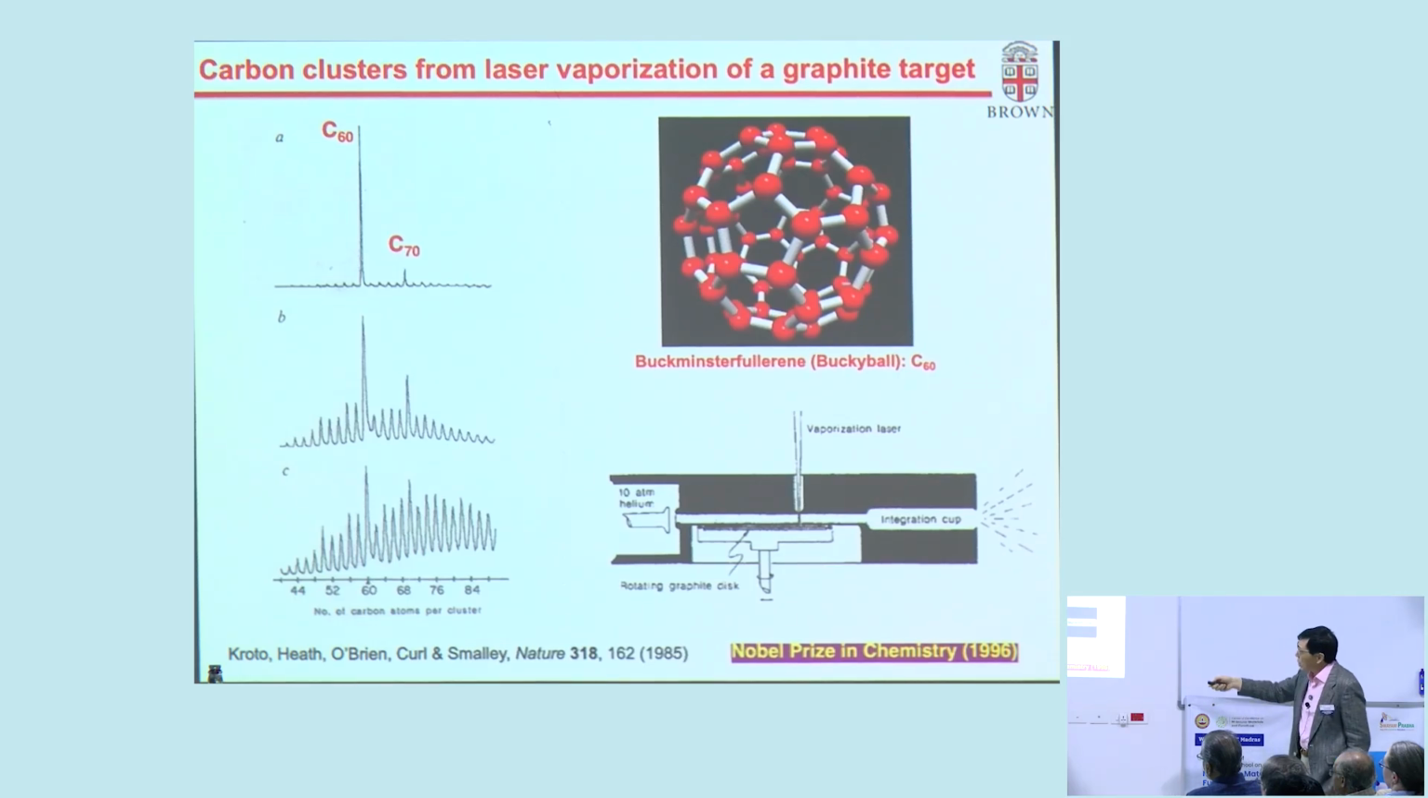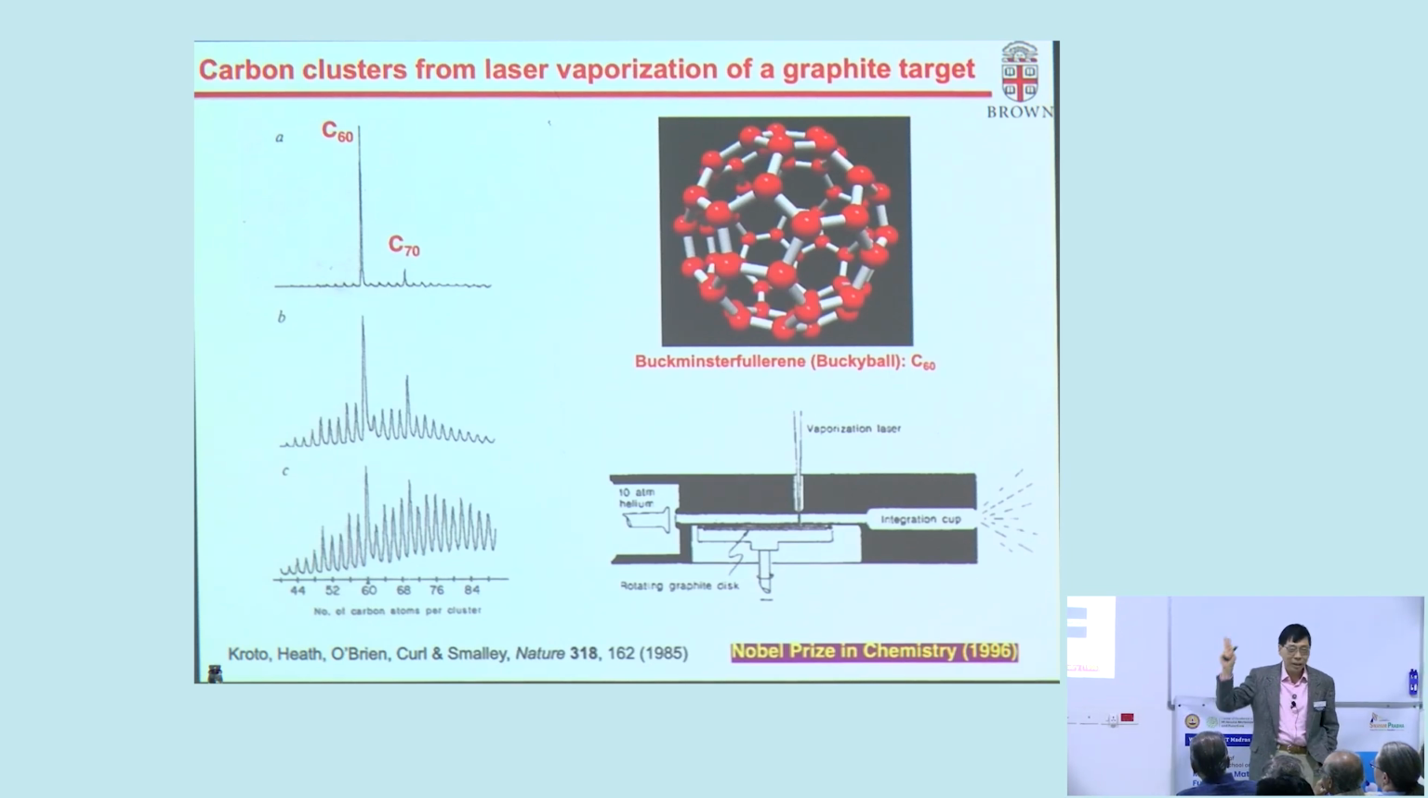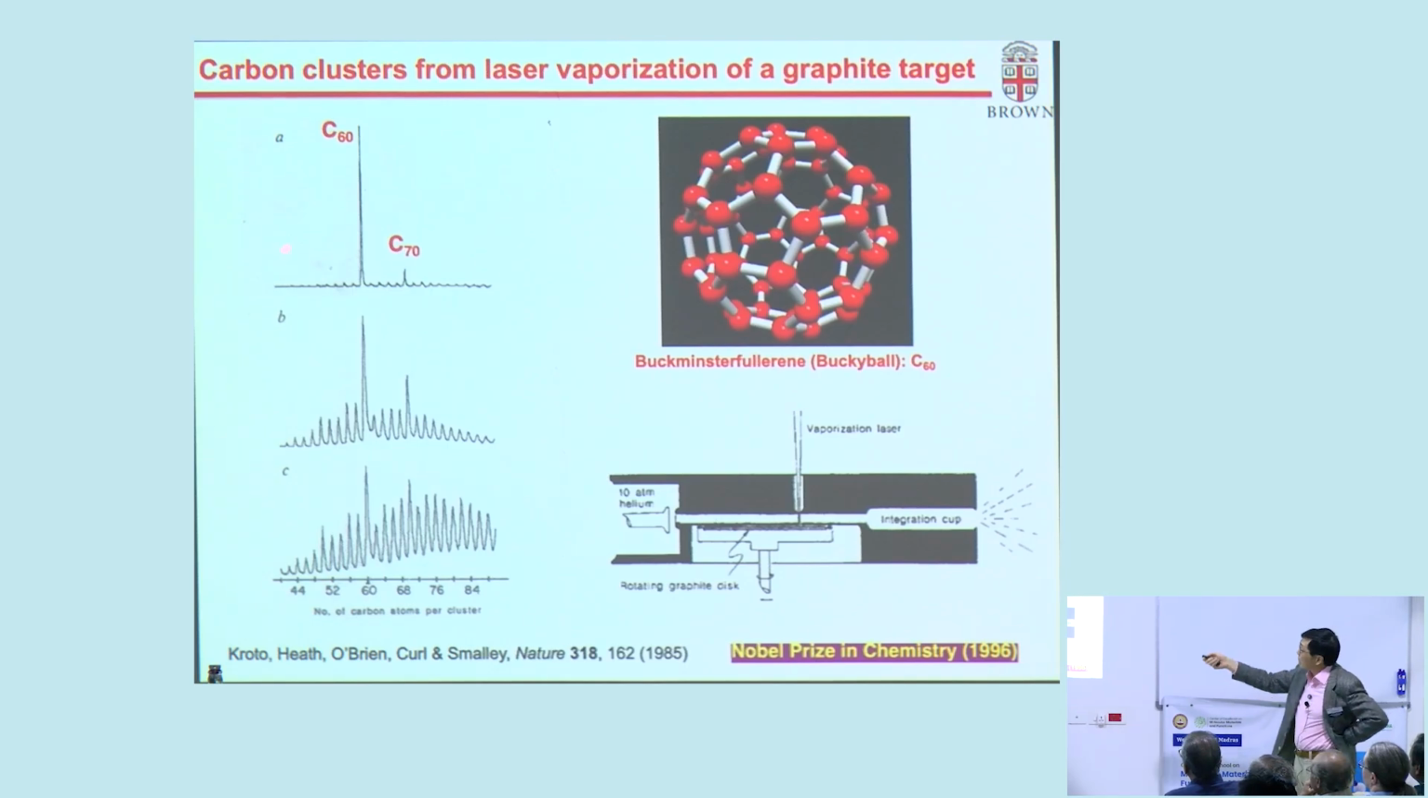They changed the source conditions by adding a more cooling channel. As they added this cooling channel, they found that the carbon 60 intensity became higher and higher, and they had to come up with an explanation. That means these two clusters must be very, very stable. And particularly for C60, they came up with a solution.